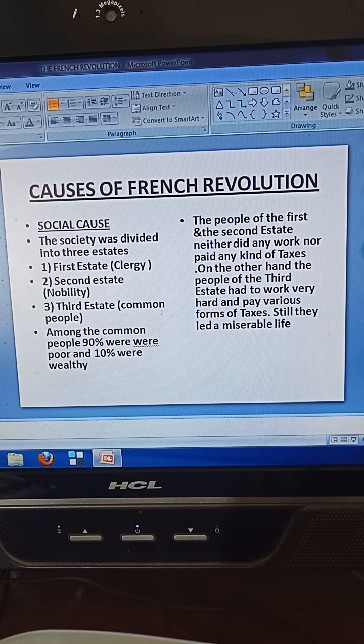The problem was there was a lot of discrimination in the society. The people of the first and the second estate did not do any work, and nor did they pay any kind of taxes. On the other hand, the people of the third estate had to work very hard and pay various forms of taxes. Still, they led a miserable life.